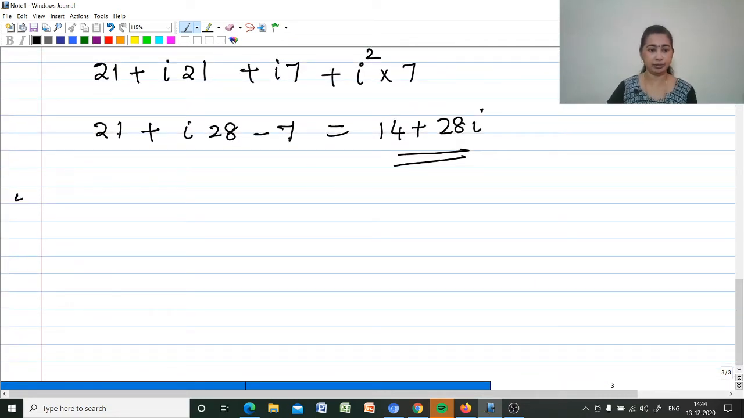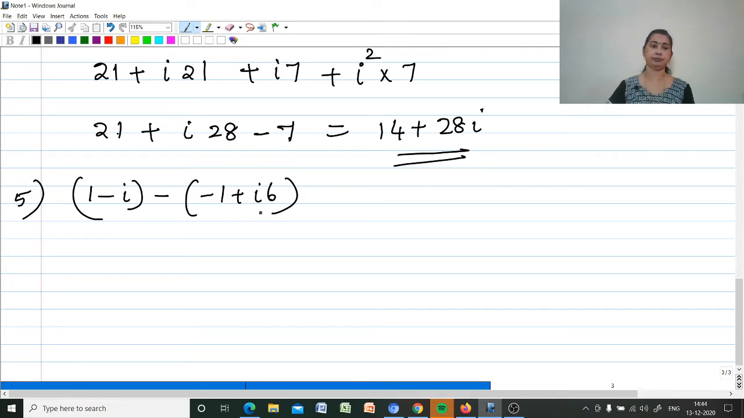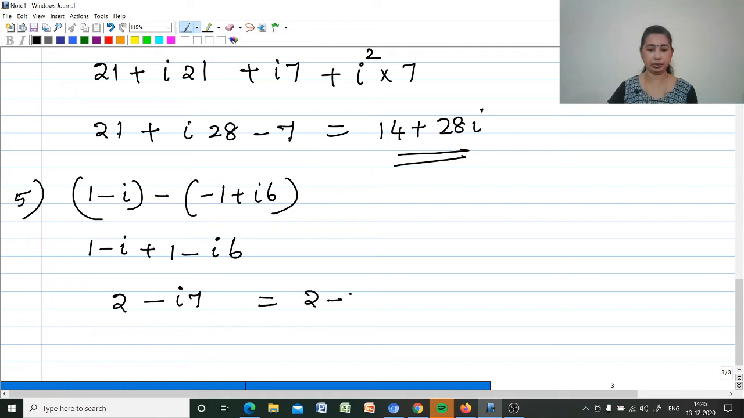Now question number 5. 1 minus i minus minus 1 plus i6. So opening the bracket, 1 minus i plus 1 minus i6. 1 plus 1 is 2, minus i minus i6 is minus i7, or this can be written as 2 minus 7i.